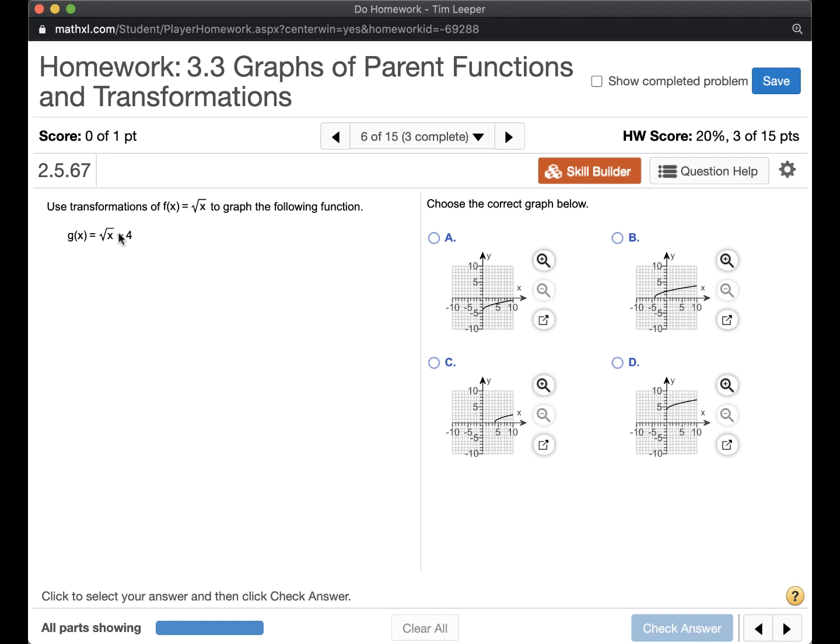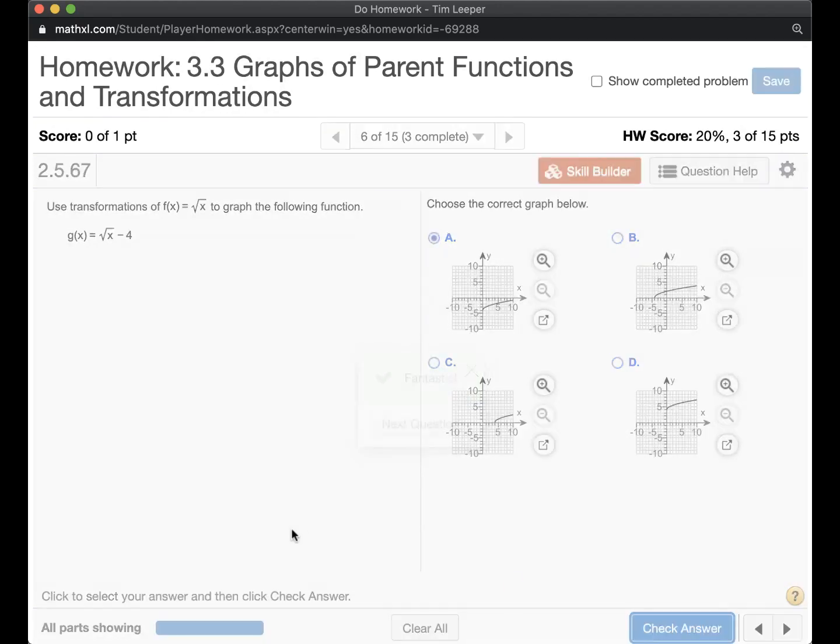Notice that the square root of x and then -4 outside means it's the parent function moved down 4, and only one of these is moved down 4, so the answer here, of course, would be A.